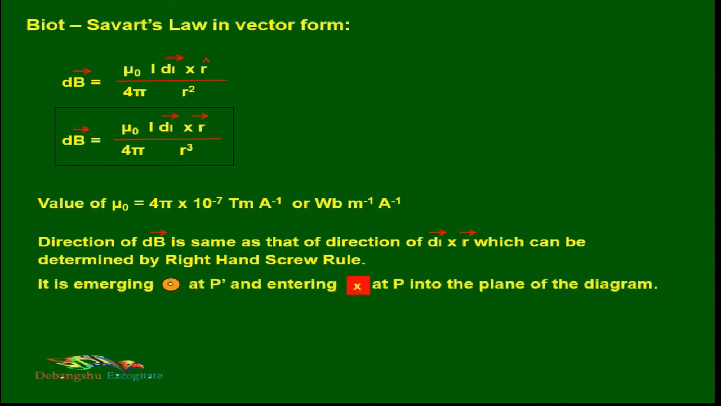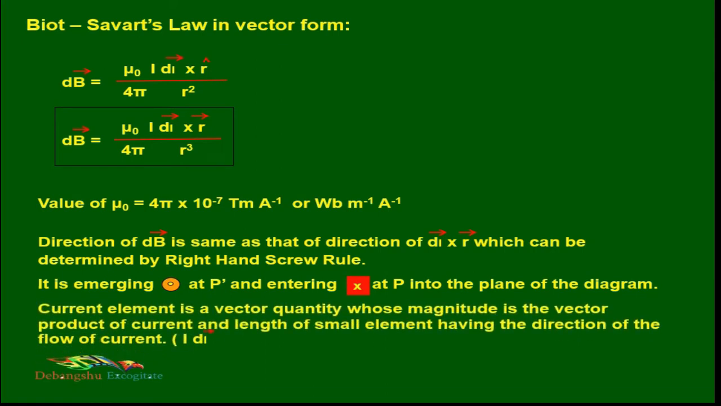Do you remember the right hand screw rule? Once again I tell you, the right hand screw rule is used when you are finding dl cross r. From dl to r, when your right hand fingers curl, the thumb will point towards dl cross r.